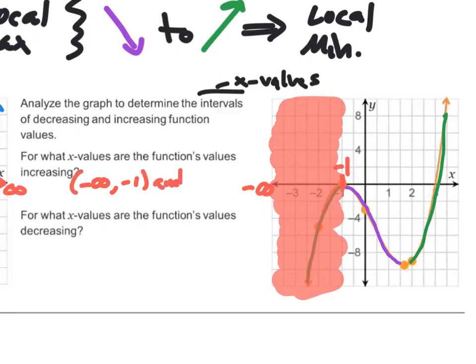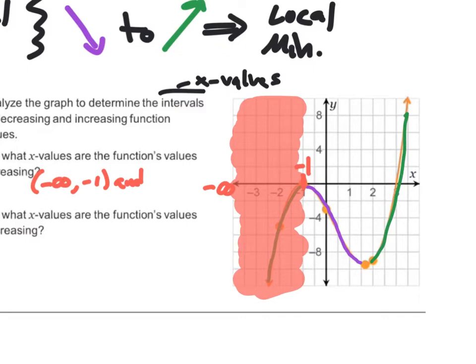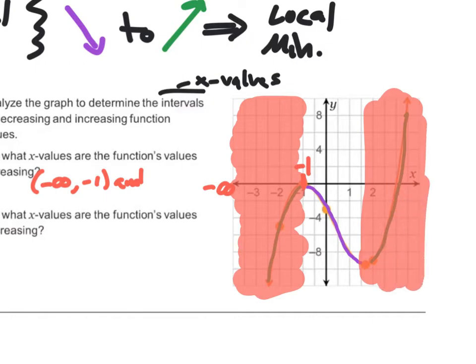And there's another one that I notice: we were increasing also from what looks to be about 1.5 to positive infinity. So here's about 1.5 and positive infinity. Over those x values, that's all I'm looking at. I'm just looking at these x values. Where's the graph going up?